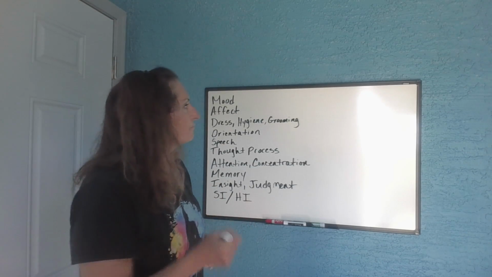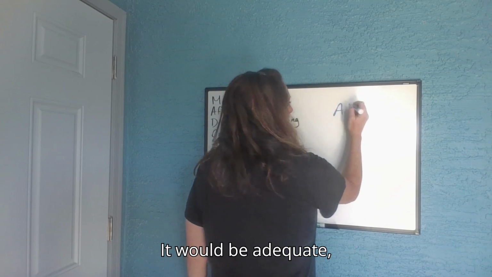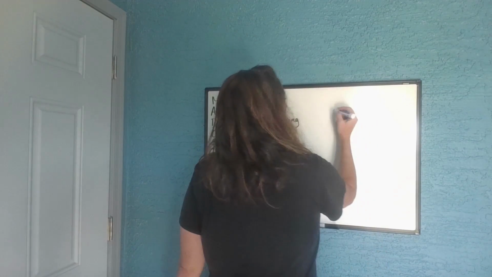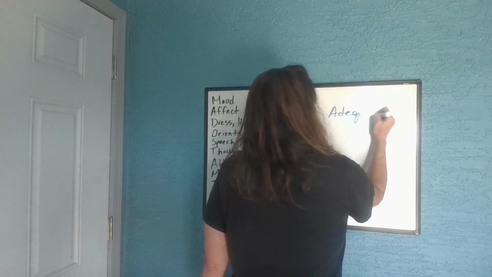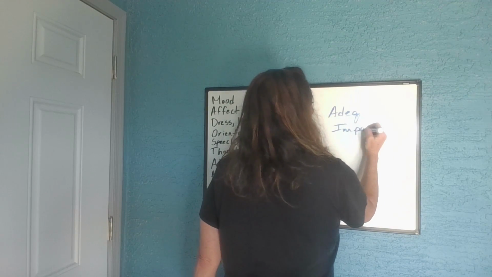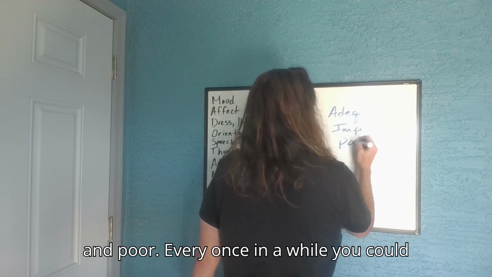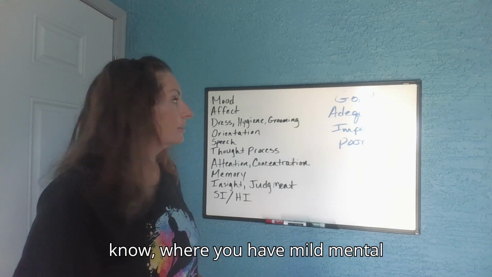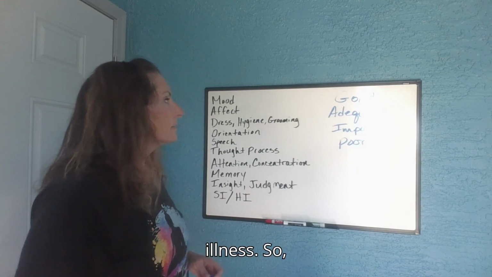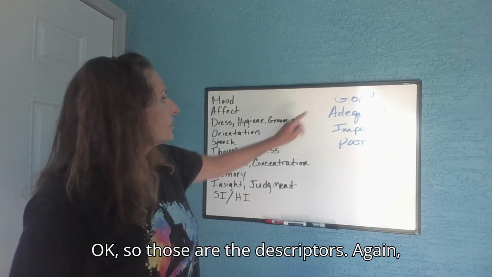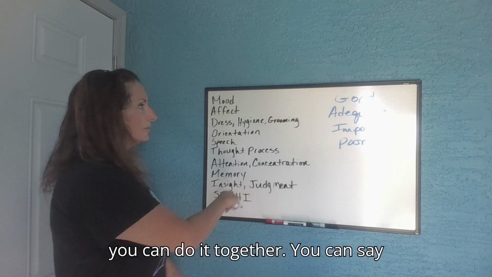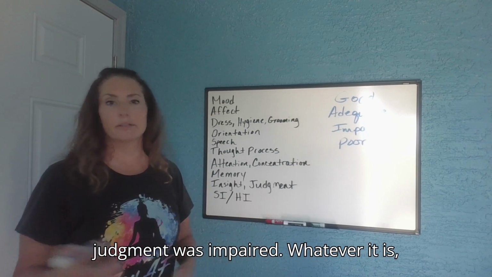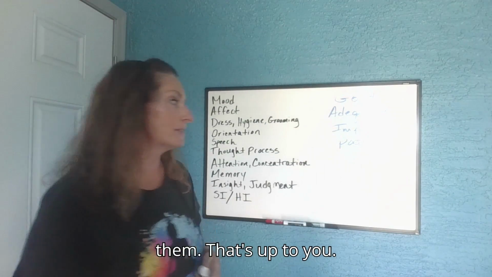So the descriptors for this would be the same. It would be adequate, not with a G, impaired, and poor. Every once in a while, you could do a good. That's usually in private practice, where you have mild mental illness. So, okay, those are the descriptors. Again, you can do it together. You can say insight and judgment were adequate, or you could say insight was adequate, judgment was impaired, whatever it is. You can put them together or separate them. That's up to you.